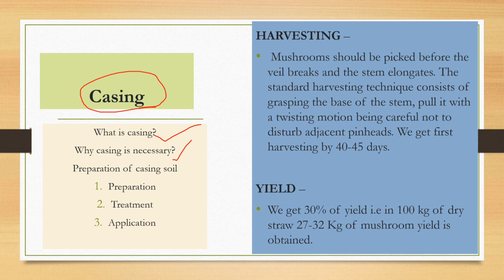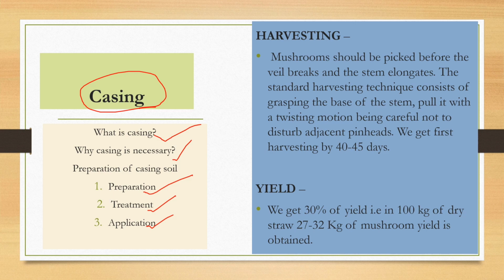First, the preparation. We take vermicompost 70% and cocopeat 30%, then mix it well. Then comes the treatment. We take 1 liter of water, add 10 ml of formalin and 5 to 7 gram of bavistin, and spray it on the casing soil. The treatment needs to be done 3 times in 6 days, on alternate days.